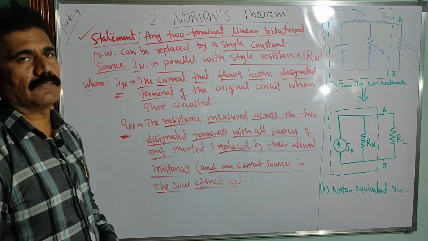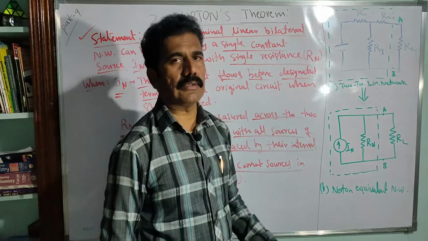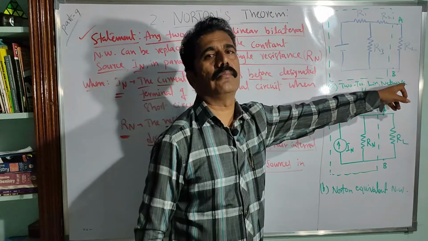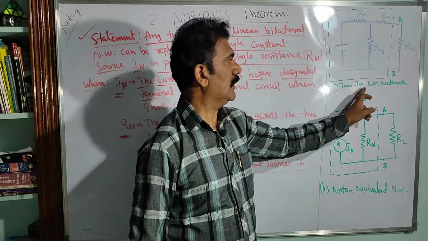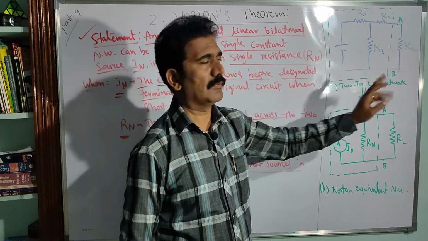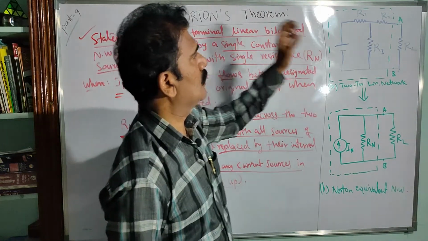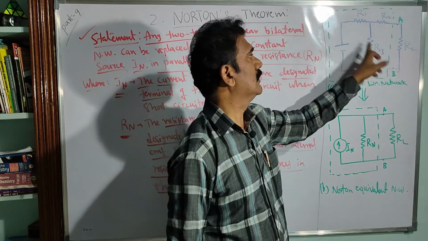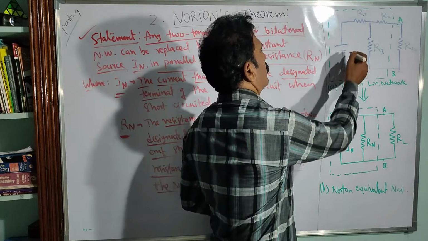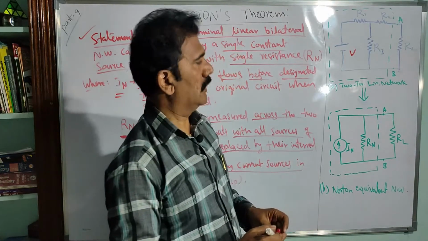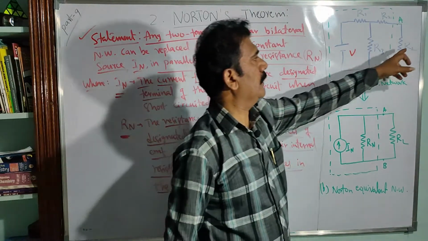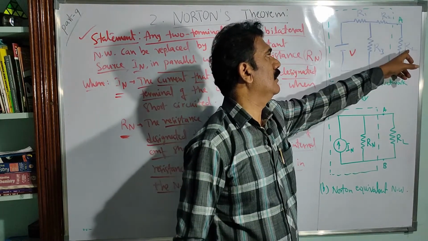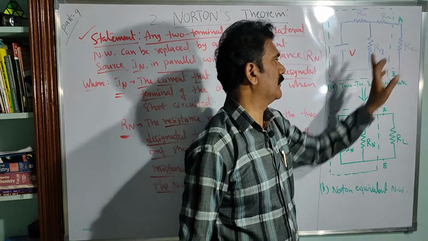Now suppose I consider one complicated network; let us look at the circuit diagrams to see how it looks after Nortonizing. This first circuit is a two terminal linear network. In this network, R1, R2, R3 are the three given resistors connected in this fashion, with one voltage source. You have to identify one of the resistors as RL, the load resistor, across terminals A and B.